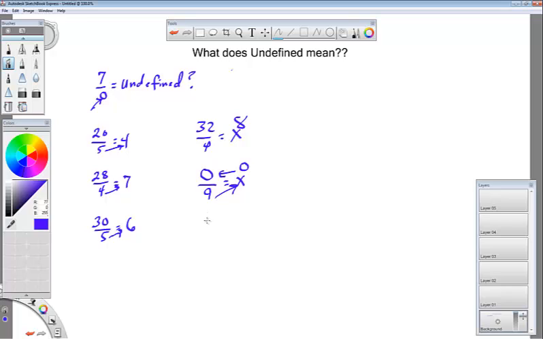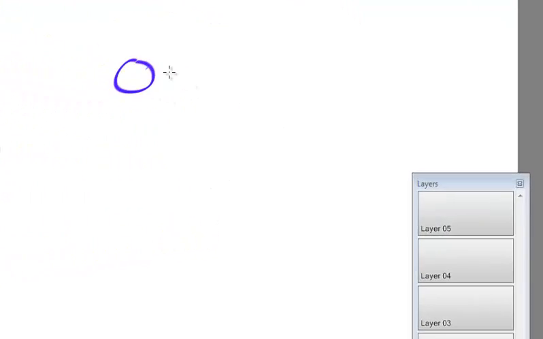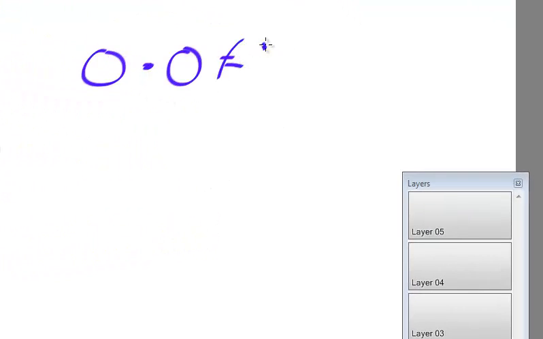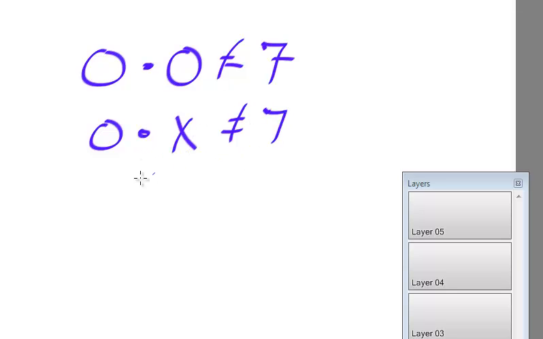But if I go back to my original question here, 7 divided by 0 equals x, this is an impossible situation. Undefined is an impossible situation because it would be like saying 0 times what number equals 7. Well, 0 times 0 certainly does not equal 7. 0 times anything doesn't equal 7. There's nothing here that equals 7. So this is an impossible situation. This is what undefined means.